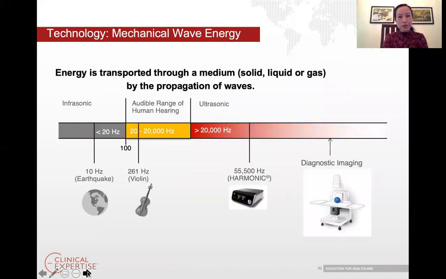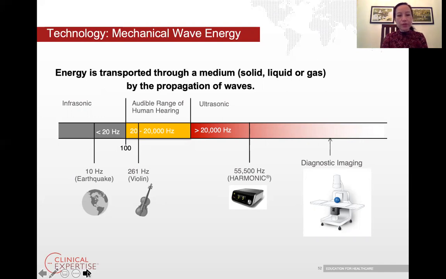In ultrasonic surgery, both cutting and coagulating rely on the mechanical propagation of sound waves from an energy source through a medium to an active blade. There are three spectrums of mechanical waves.